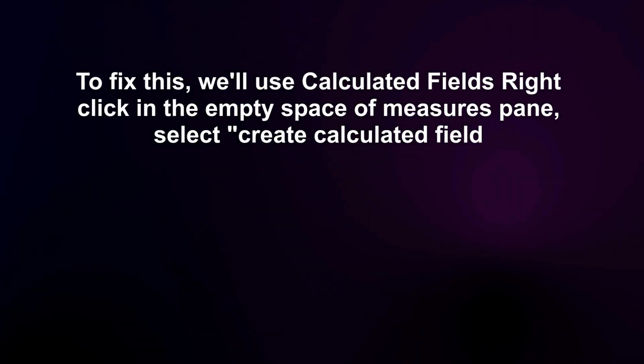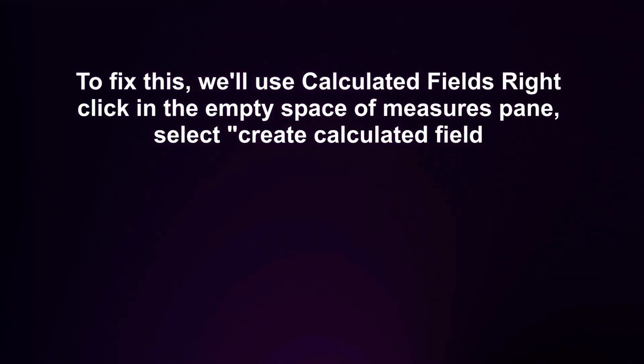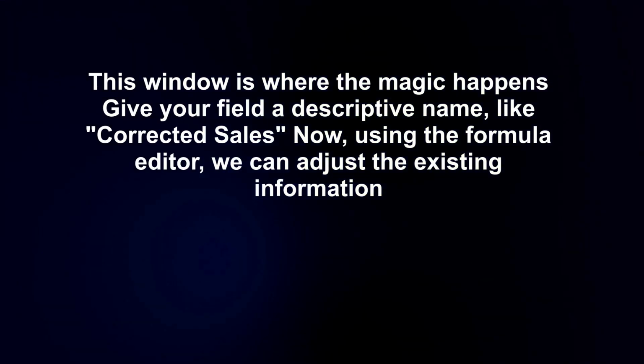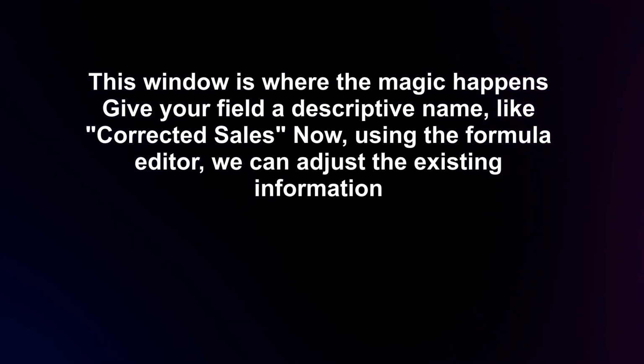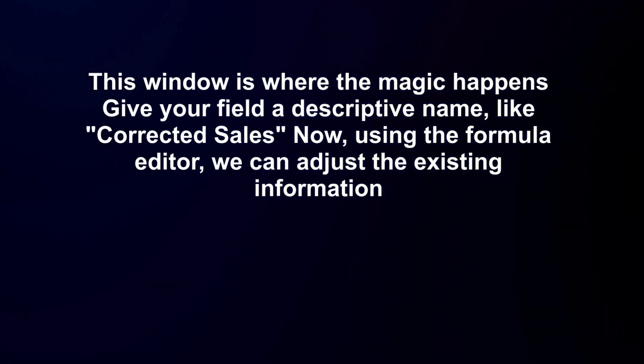To fix this, we'll use calculated fields. Right-click in the empty space of the Measures pane, select Create Calculated Field. This window is where the magic happens. Give your field a descriptive name, like Corrected Sales. Now, using the formula editor, we can adjust the existing information.